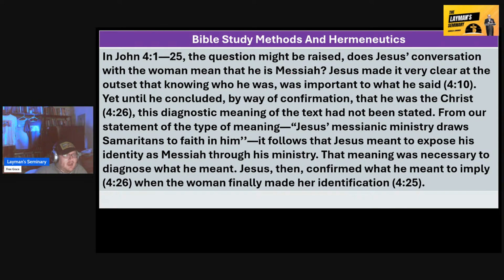Jesus made it very clear at the outset that knowing who he was is important to what he said. Yet, until he concluded by way of confirmation that he was the Christ, this diagnostic meaning of the text had not been stated. From our statement of the type of meaning, Jesus' Messianic ministry draws Samaritans to faith in him, it follows that Jesus meant to expose his identity as the Messiah through his ministry. That meaning was necessary to diagnose what he meant. Jesus then confirmed what he meant to imply when the woman finally made her identification.